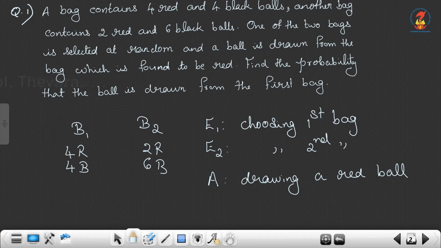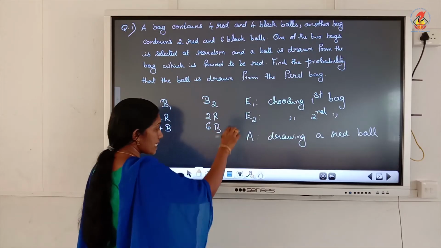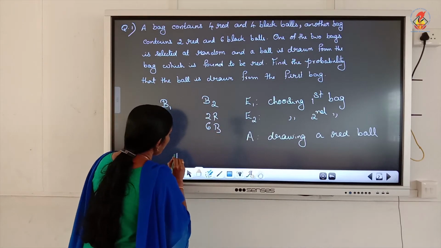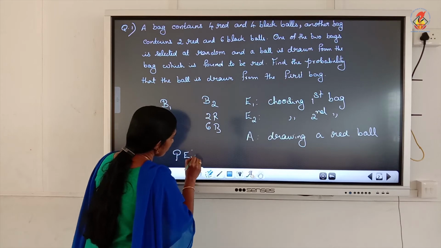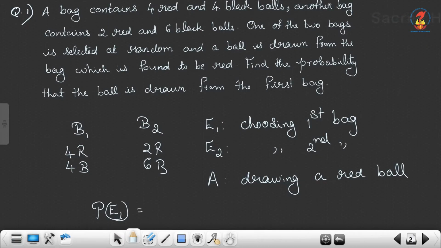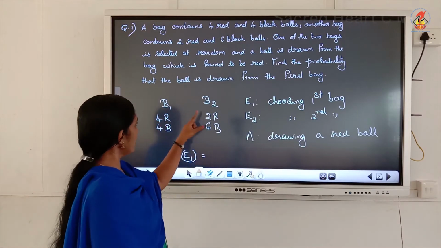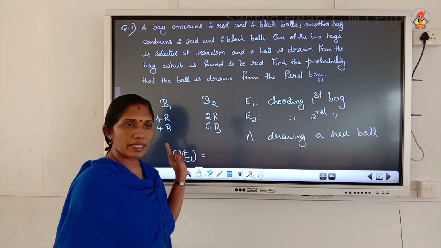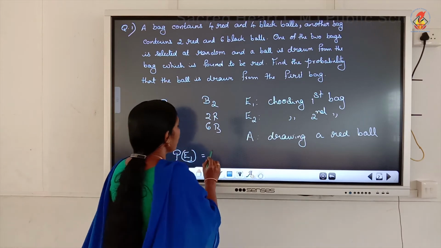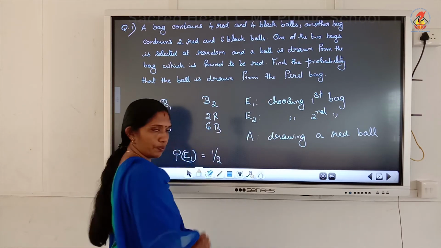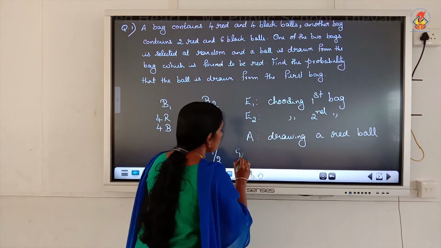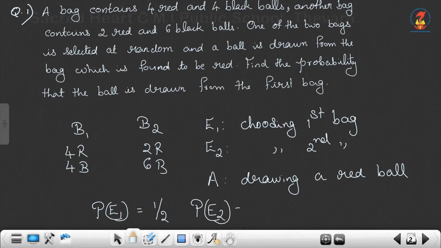Now you have to write probabilities of these events. So what is P of E1? What is the meaning of P of E1? E1 means selecting the first bag. How many bags are here? We have two bags. Then selecting first bag means 1 out of 2. So P of E2 also. E2 means selecting second bag. There are two bags, second bag selecting. That means it is 1 out of 2.